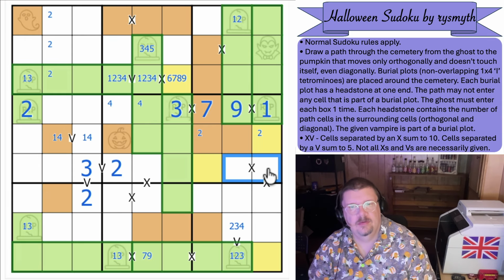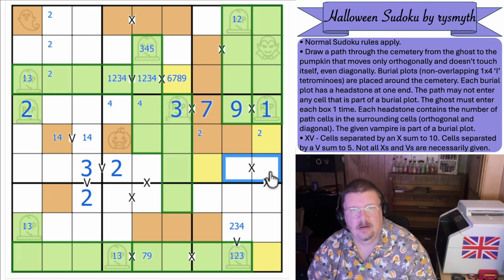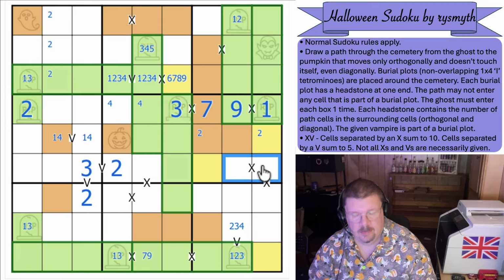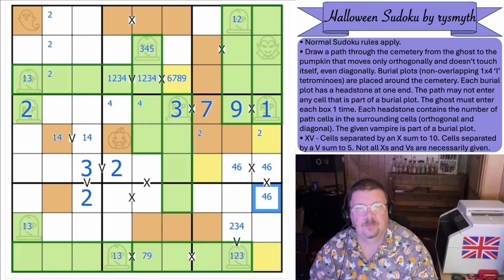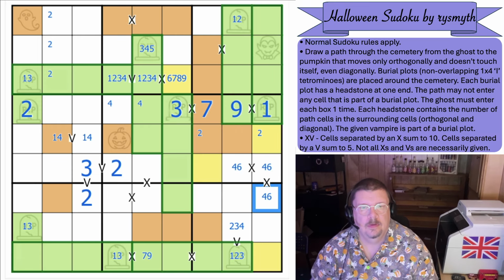Right, this here can't have a 1, 2, or a 3 on it. So that is a 4, 6 pair. That makes this 4 or 6. Very nice.